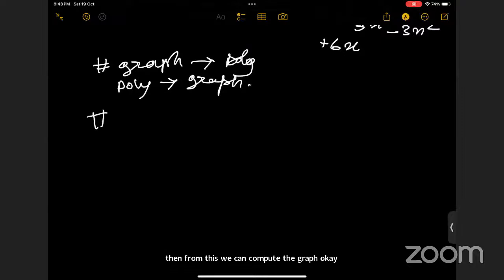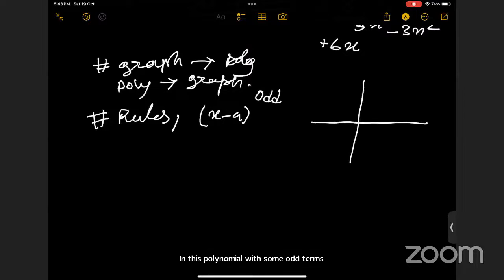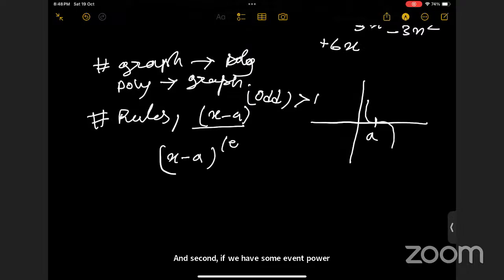So, rules. If we have some factor in this polynomial with some odd exponent, suppose x minus a is the factor with some odd exponent greater than 1, then we will get this type of picture. And second, if we have some even power, then at this point we will get this type of picture.